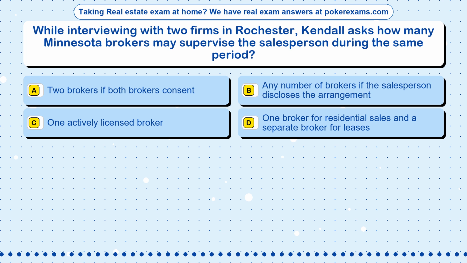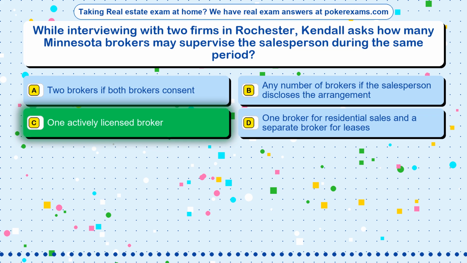Question 59. While interviewing with 2 firms in Rochester, Kendall asks how many Minnesota brokers may supervise the salesperson during the same period. Option A. 2 brokers if both brokers consent. Option B. Any number of brokers if the salesperson discloses the arrangement. Option C. 1 actively licensed broker. Option D. 1 broker for residential sales and a separate broker for leases.